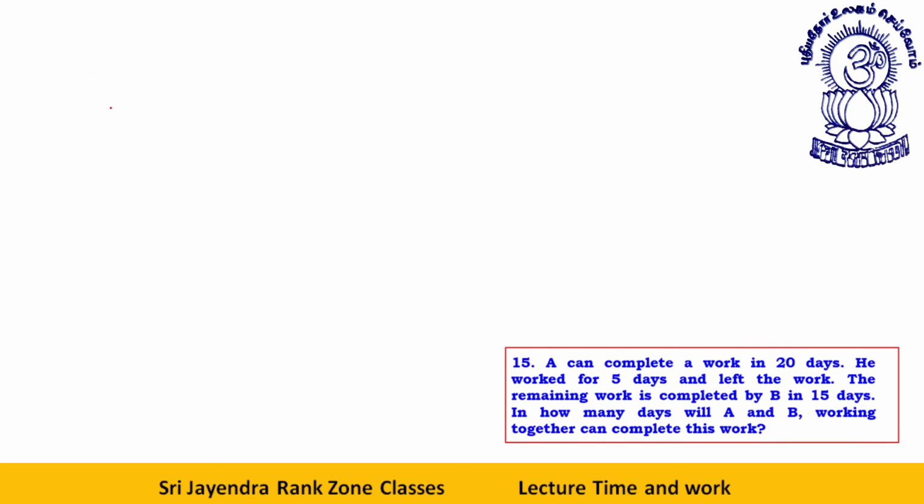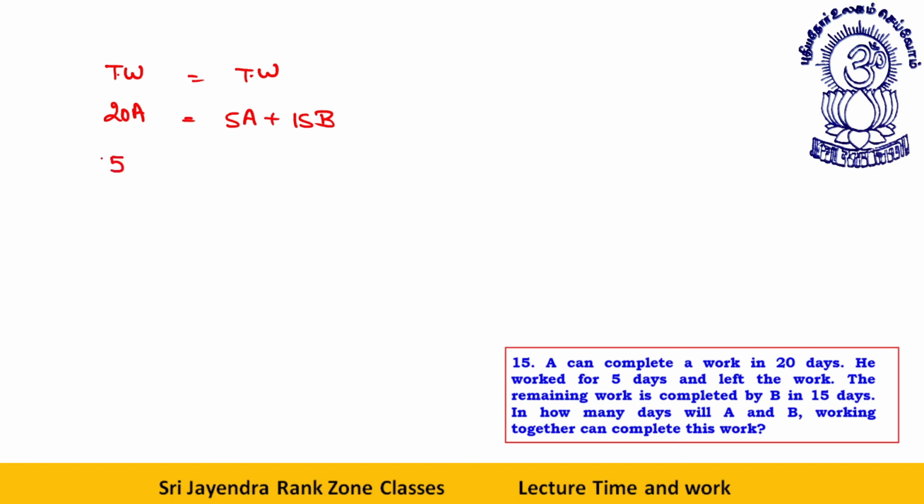A can complete a work in 20 days. He worked for 5 days and left the work. The remaining work is completed by B in 15 days. In how many days will A and B complete it together? See, it's actually a very easy question. What is the total work? If I equate it in two ways, the total work is 20 days of A, or you can say 5 days of A plus 15 days of B. This is the second case.